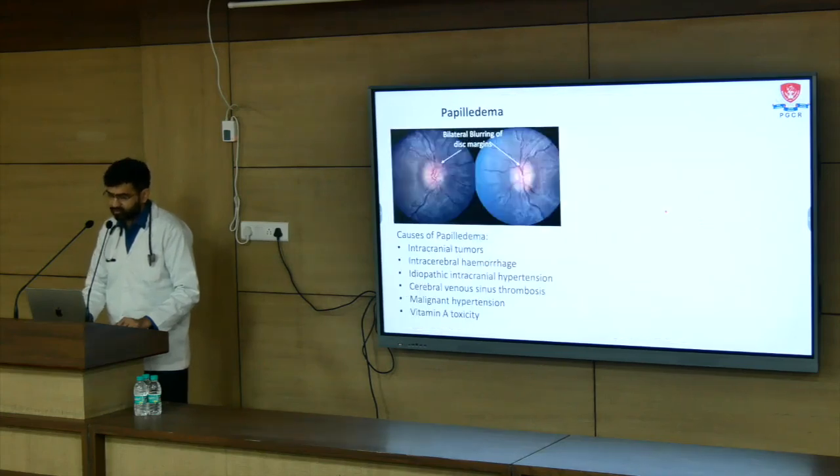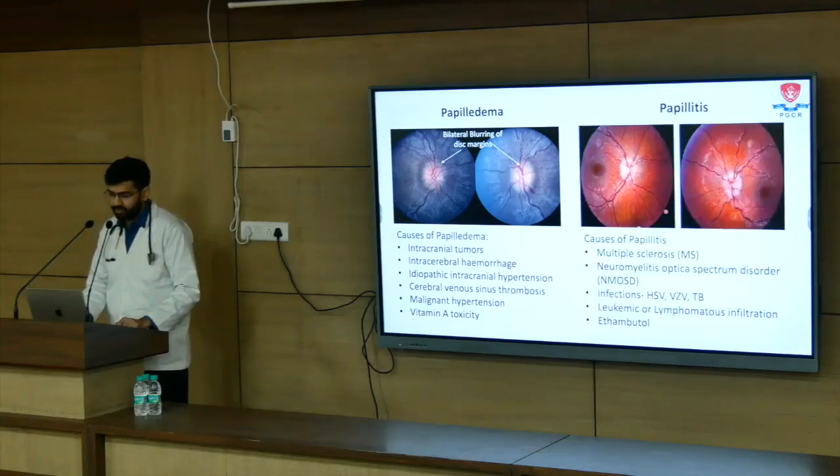Common causes of papilledema are intracranial tumors, intracerebral hemorrhages, idiopathic intracranial hypertension, cerebral venous sinus thrombosis, malignant hypertension and vitamin A toxicity. Common causes of papillitis are multiple sclerosis, neuromyelitis optica spectrum disorder, infections like herpes simplex, varicella zoster virus and tuberculosis, leukemic or lymphomatous infiltration, and drugs like ethambutol.